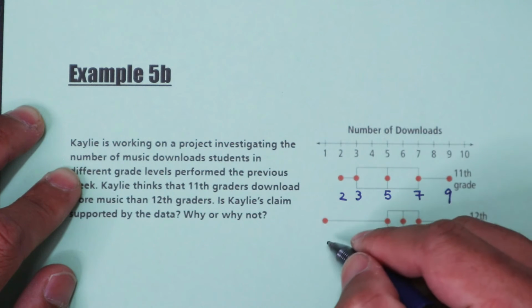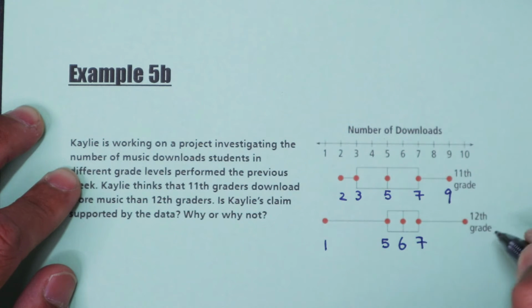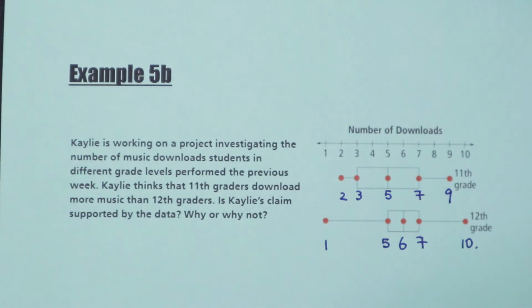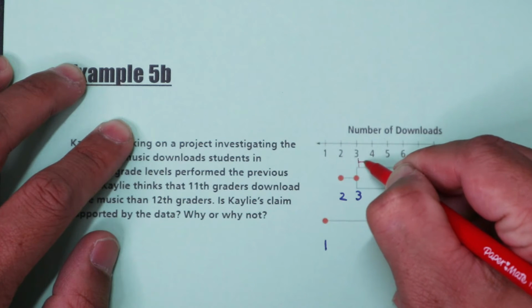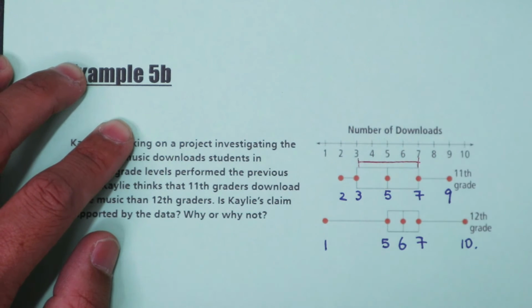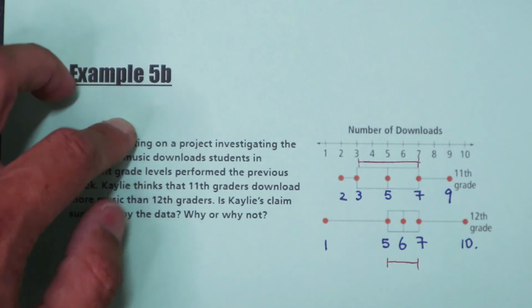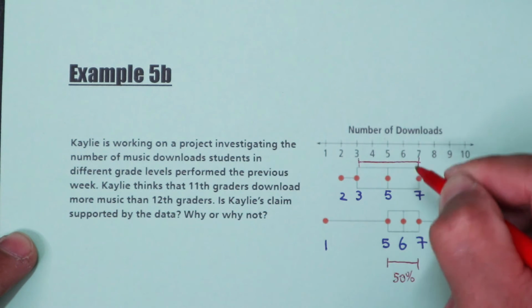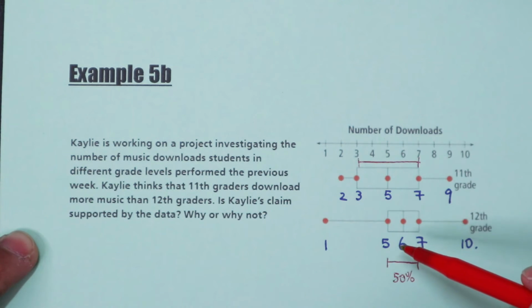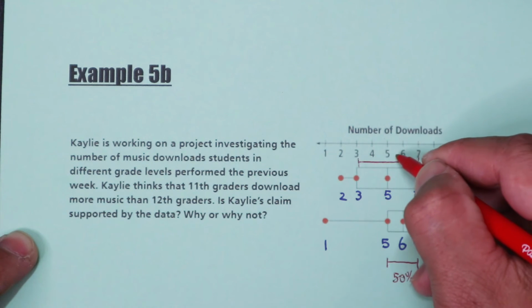Then for 12th grade, the minimum is 1. The first quartile is 5, median is 6, third quartile is 7, and the maximum is 10. Let's take a look at the middle 50% of the people. In 11th grade, the middle 50% downloaded between 3 to 7 songs, whereas in 12th grade, the middle 50% download between 5 to 7 songs. So apparently, 12th graders download much more music, from 5 to 7 songs, compared to 11th graders, which is just 3 to 7 songs.